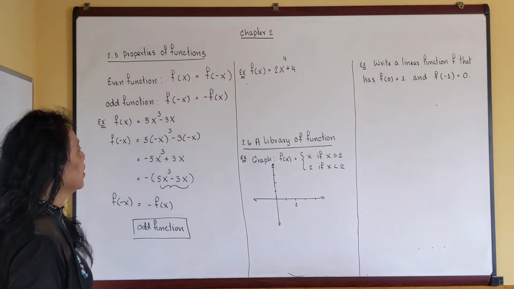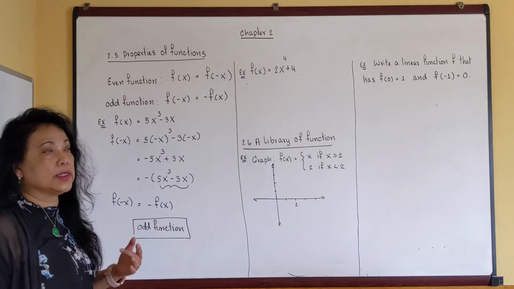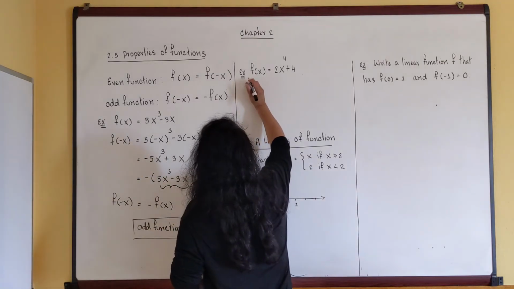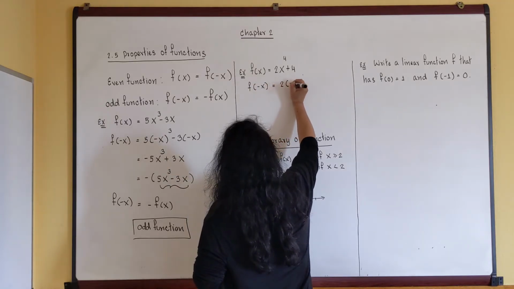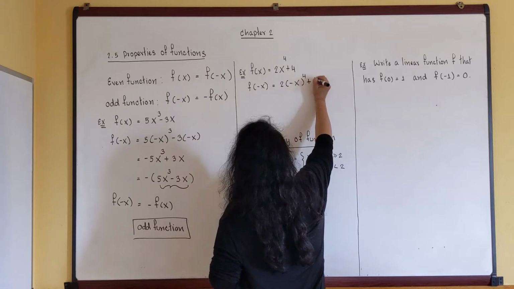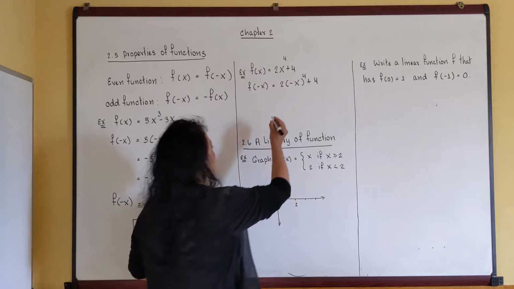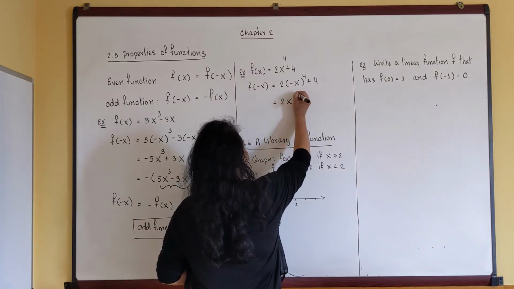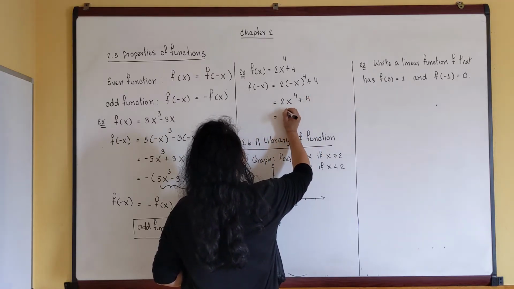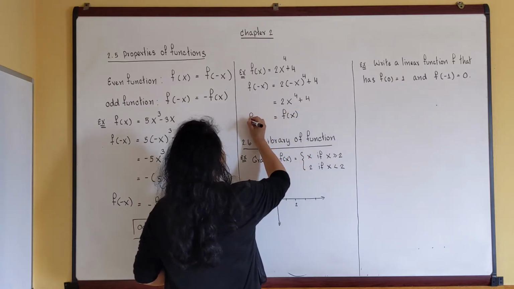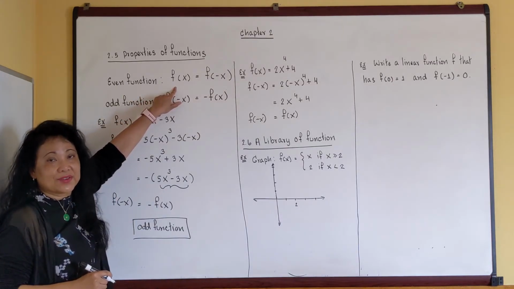Let's look at the next example. I have f of x is equal to 2x to the fourth plus 4. Again, I'm going to replace all x by negative x. So f of negative x is going to equal 2 times negative x to the fourth plus 4. Because negative x raised to an even power is going to be positive, it's going to be 2x to the fourth plus 4. But this is f of x. So I have f of negative x is equal to f of x, which is an even function.